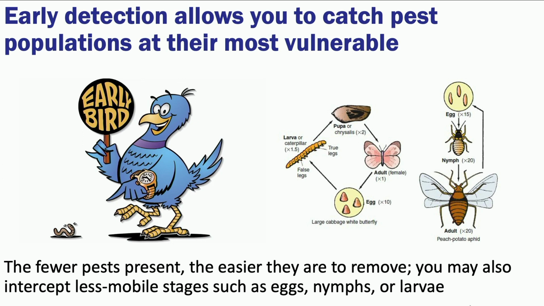But the goal here is to catch the early bird gets the worm, right? You want to catch the pest population before it's had a chance to breed to high levels. The higher the number of pests we have, the harder they are to get rid of. You can also find them when they're at their weakest. Insects have various parts in their life cycle where they're more susceptible to our strategies.